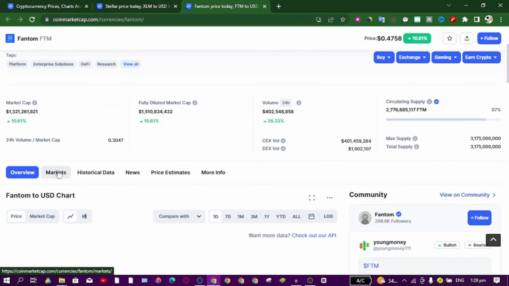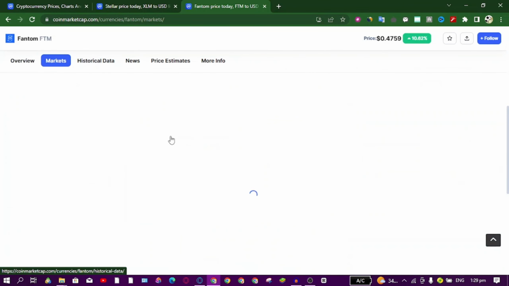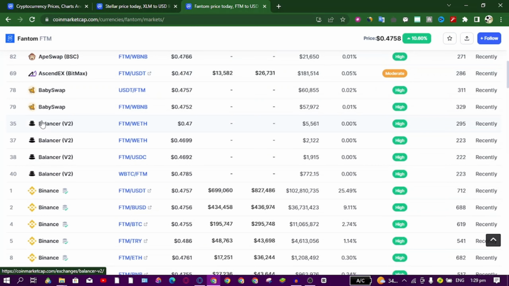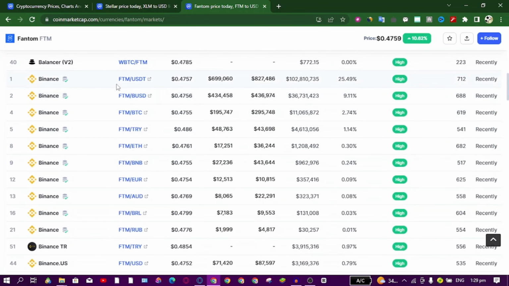Okay, the same thing with Phantom. Let's check Phantom too. Go to source and sort it. Yes. Okay, we have Phantom USDT, Phantom BTC, Phantom ETH. Okay, Phantom ETH is selling at 0.4761, and BTC is 0.4755, and USDT is 0.4757. Okay, you see ETH and USDT.